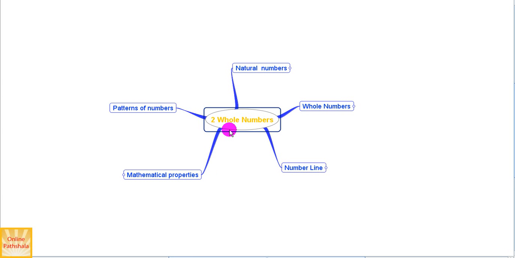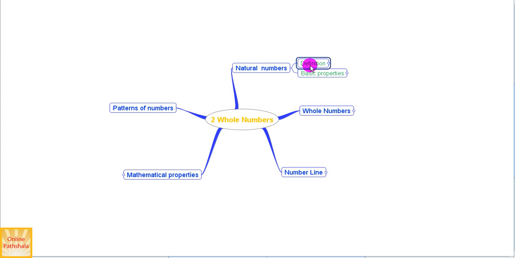So in this lecture, we are going to summarize the complete chapter that we have learned. We'll be summarizing chapter number 2, whole numbers. So first we learned about natural numbers.